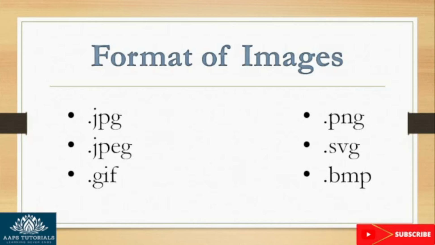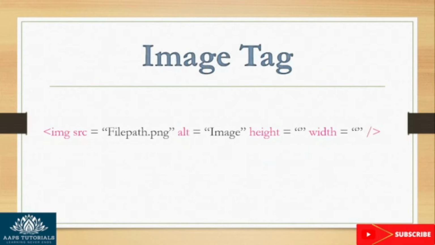The image tag has two required attributes. One is src, which specifies the path to the image. The second one is alt, which specifies an alternate text for the image if the image for some reason cannot be displayed. Also, always specify the width and height of an image. If width and height are not specified, the page might flicker while the image loads.